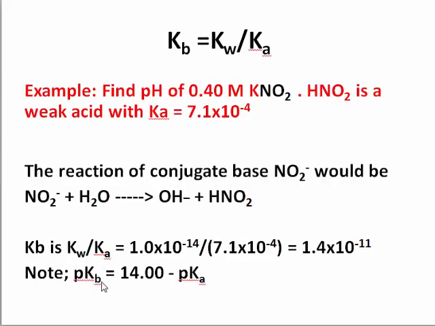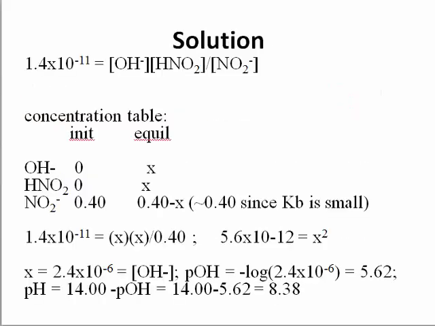You may find it helpful at some point to use the relation pKb is 14 minus pKa. You could get to that by the same route. You can find values of Kb by that formula. But once we have Kb and we know the concentration of nitrite, we can write down an equilibrium expression, set it equal to the equilibrium constant, hydroxide and nitrous acid in the numerator, nitrite in the denominator.